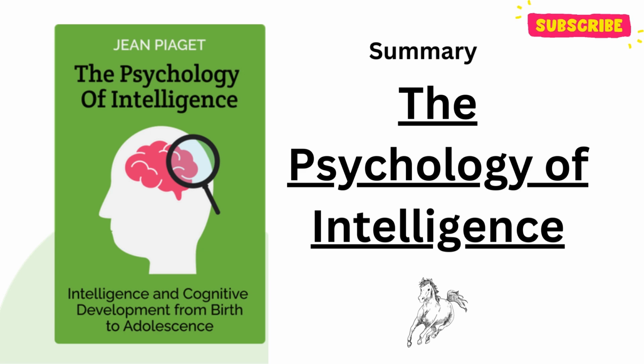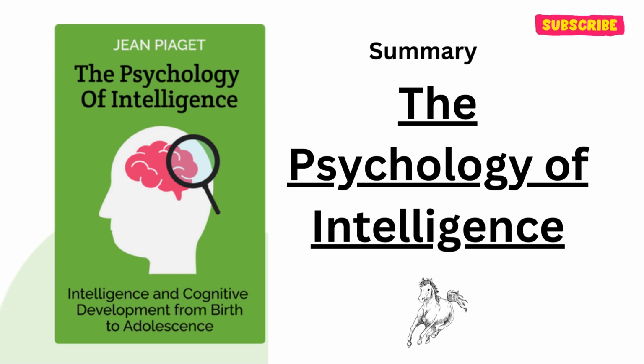The Psychology of Intelligence by Jean Piaget is a seminal work that delves into the development of intelligence in children. Piaget, a Swiss psychologist, is renowned for his theory of cognitive development, which suggests that children progress through distinct stages of mental growth. This book outlines Piaget's ideas on intelligence, focusing on how children construct knowledge, interact with their environment, and adapt to new information.